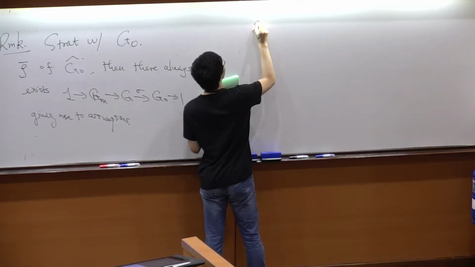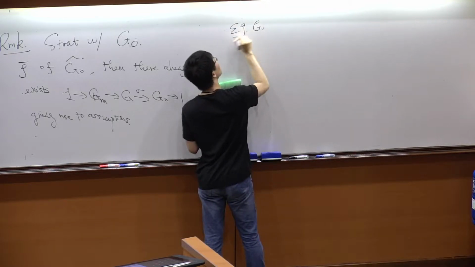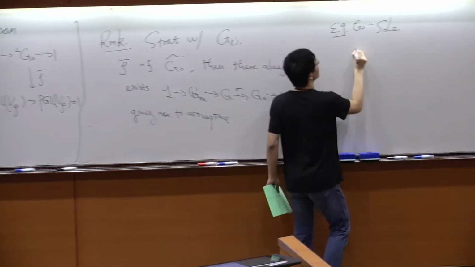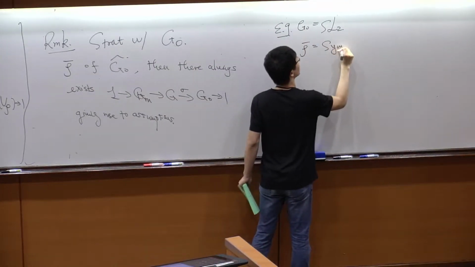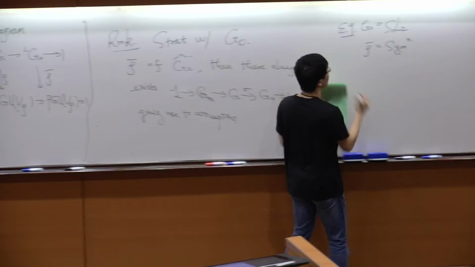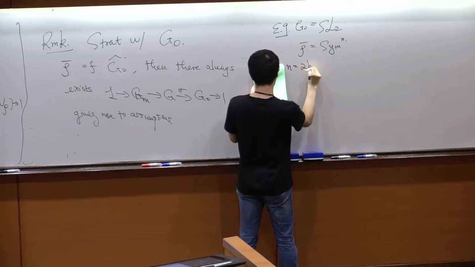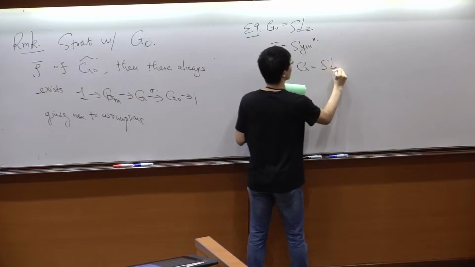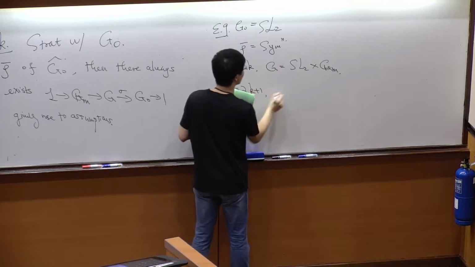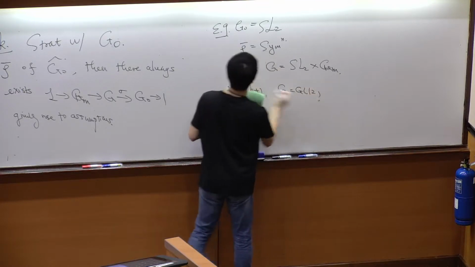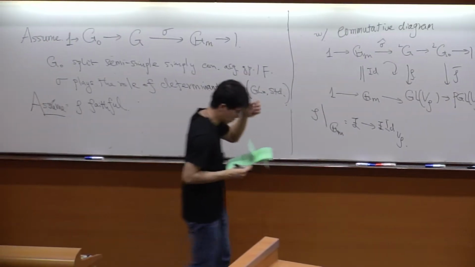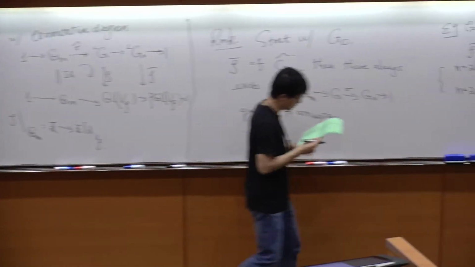if we let our group G0, for example, be SL2, and we let rho bar be the symmetric nth power of PGL2, then if n is equal to 2k, G is equal to SL2 cross GM. If n is equal to 2k plus 1, then G is equal to GL2. So it's not very far away from the original group, but the group might change a little bit.